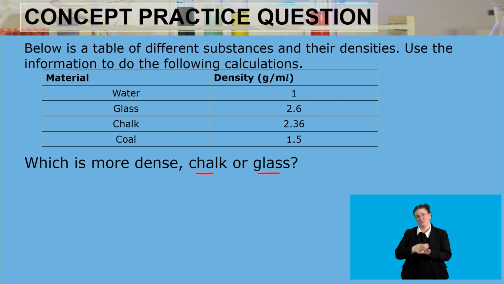So we are given the densities on this side. We are looking at the chalk and the glass. We're seeing that the density of glass is 2.6 grams per milliliter, and then the density of chalk is 2.36 grams per milliliter, which then tells us that glass is more dense. So which is more dense? It is glass. Then now, the next question is asking us to do a calculation.